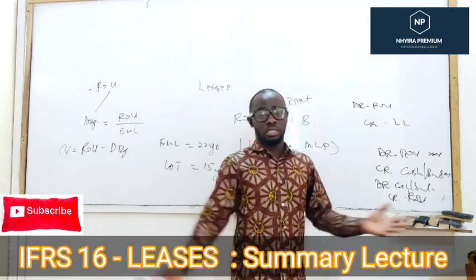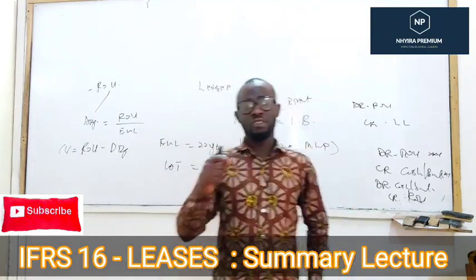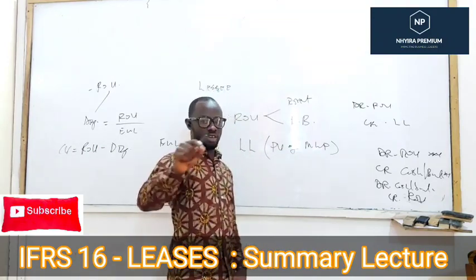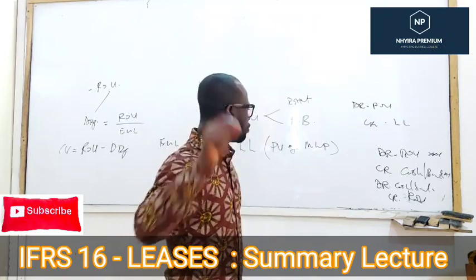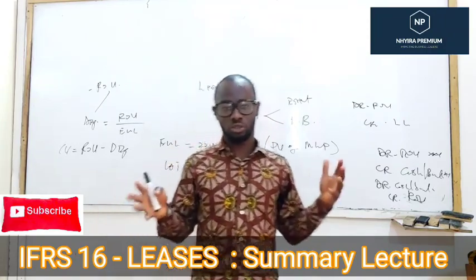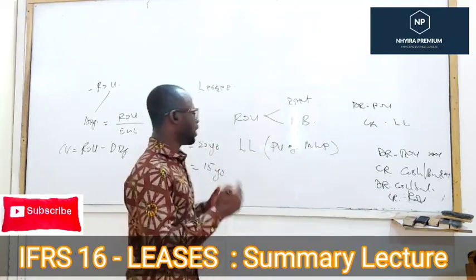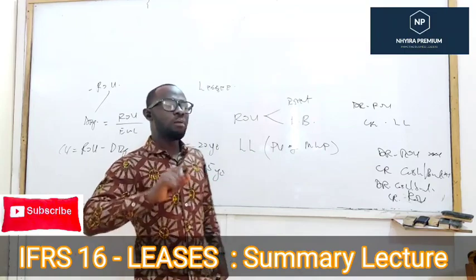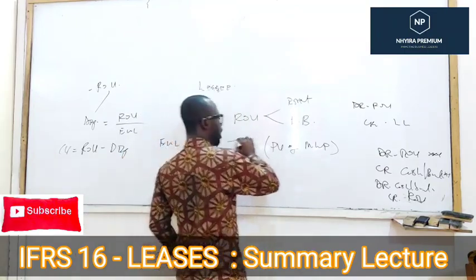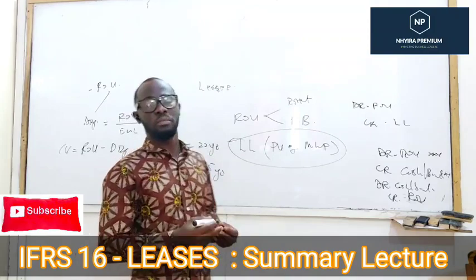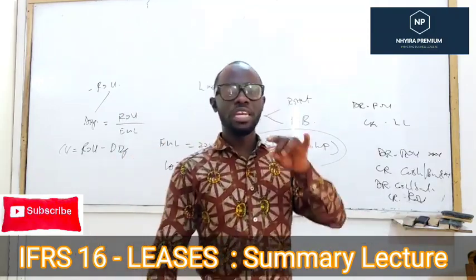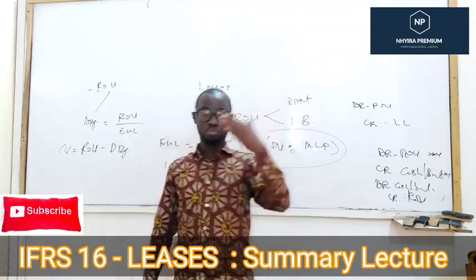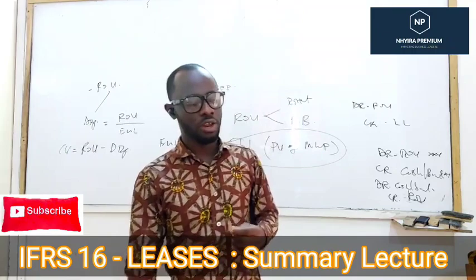On subsequent measurement, how do we carry the lease liabilities? IFRS 16 simply states that, listen to this carefully, the lease liabilities should be carried at the amortized cost. At the amortized cost. Which means that you're going to be preparing the amortized cost schedule. Now, with the amortized cost schedule, you've got to be careful. The way you treat the lease payment on the schedule will depend on how the lessee is paying for the lease, the annual lease repayment.